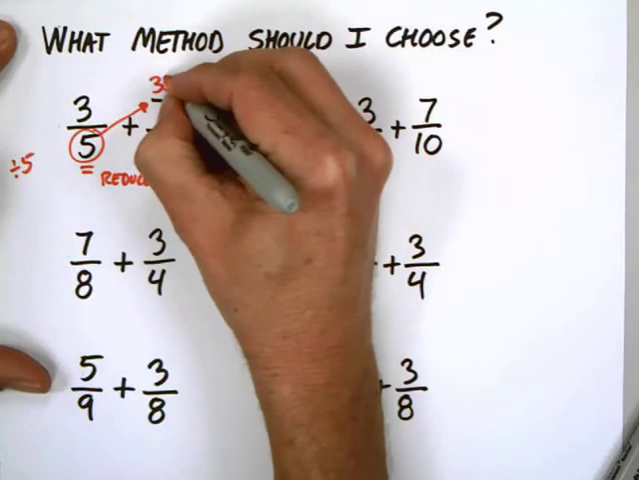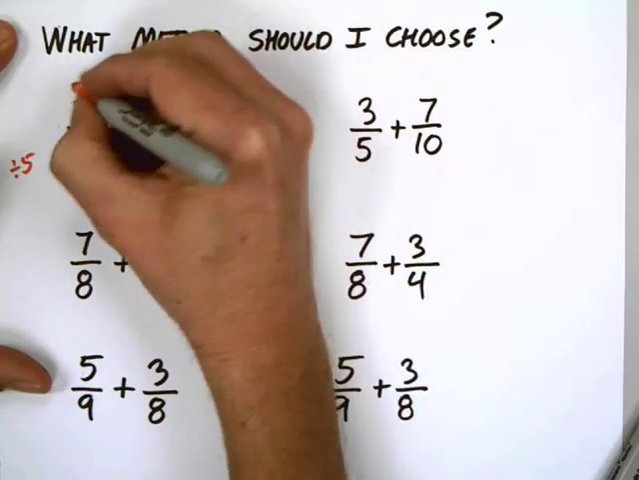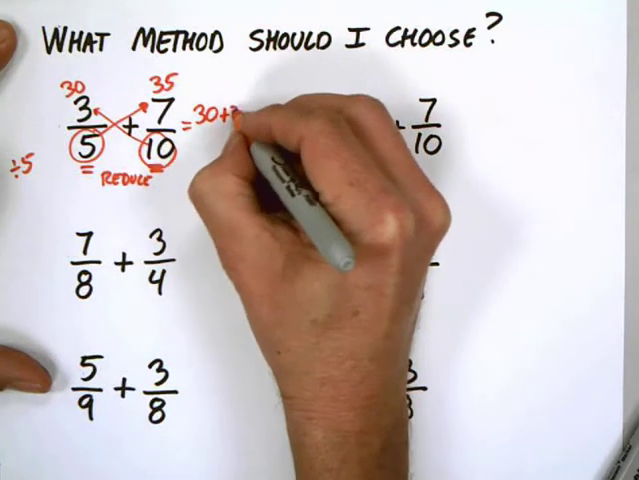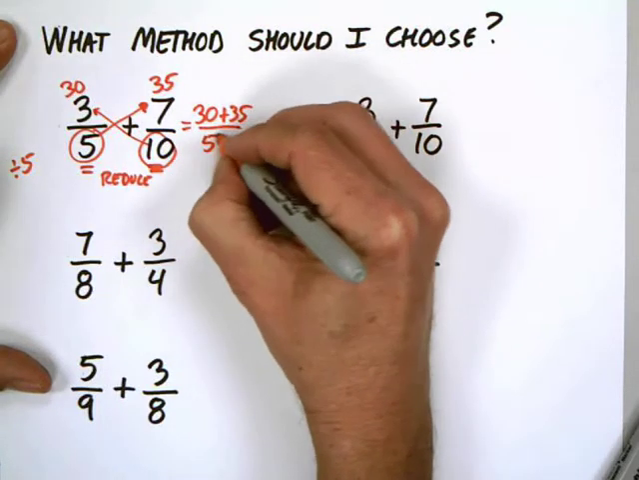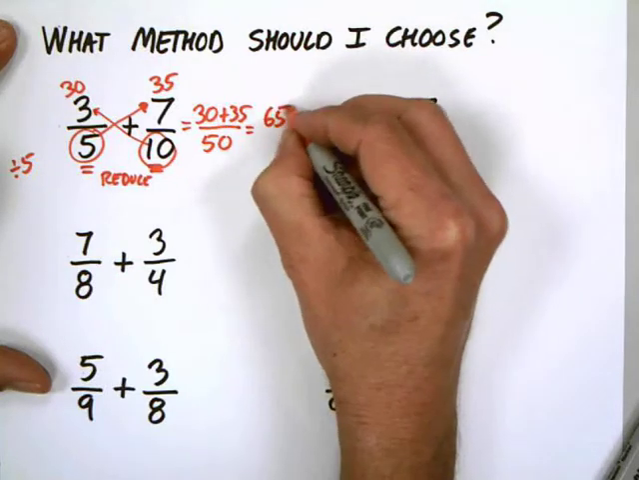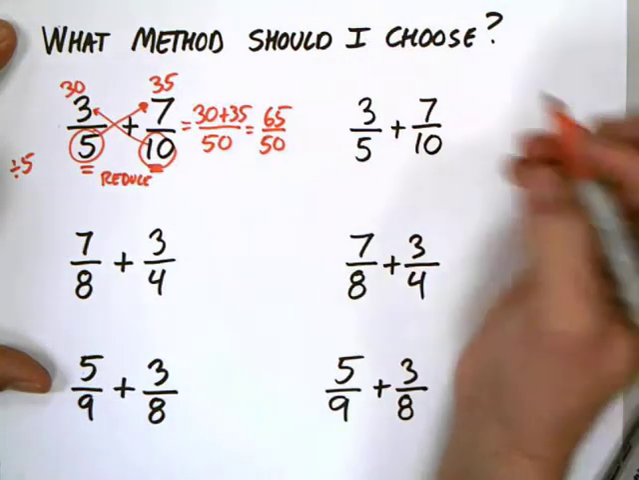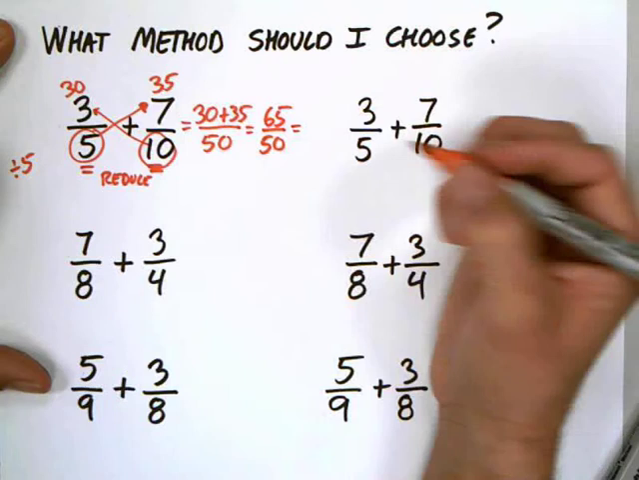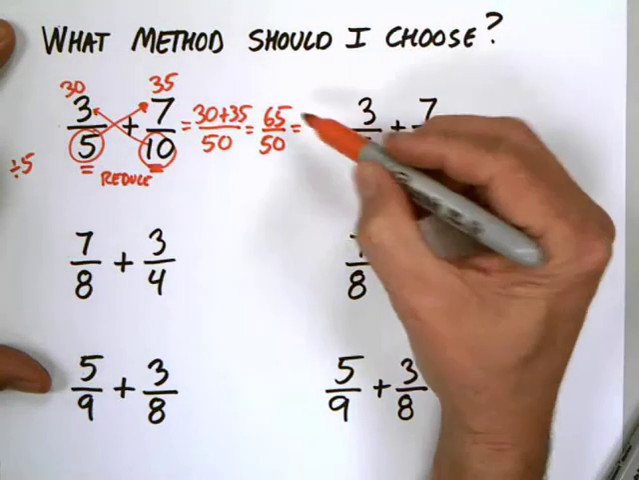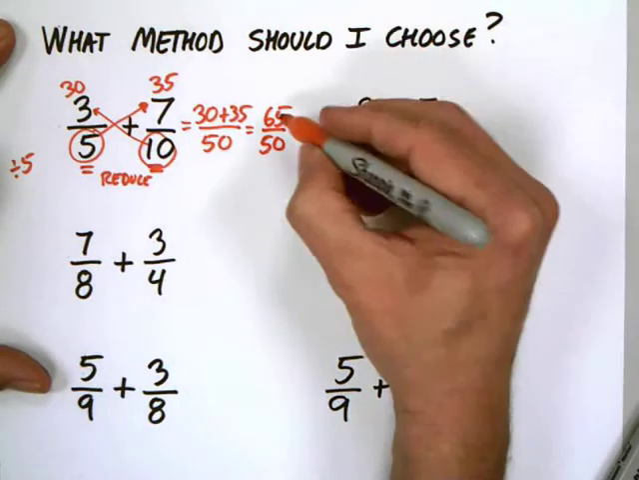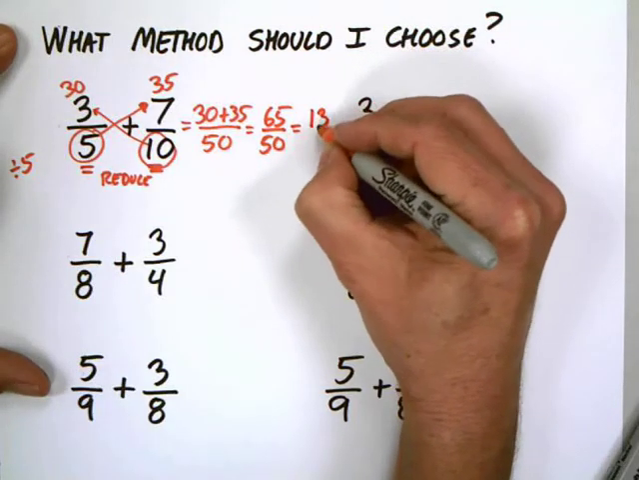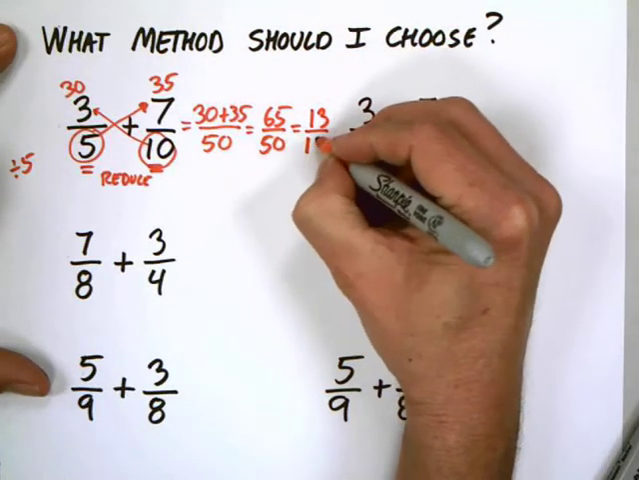5 times 7 is 35. 10 times 3 is 30. So I would get 30 plus 35 over 50 for a grand total of 65 over 50, which I would have to reduce. So when I reduce 65 over 50, I can take a 5 out of the top and the bottom. So 65 divided by 5 is going to be 13, over 50 divided by 5 is 10.